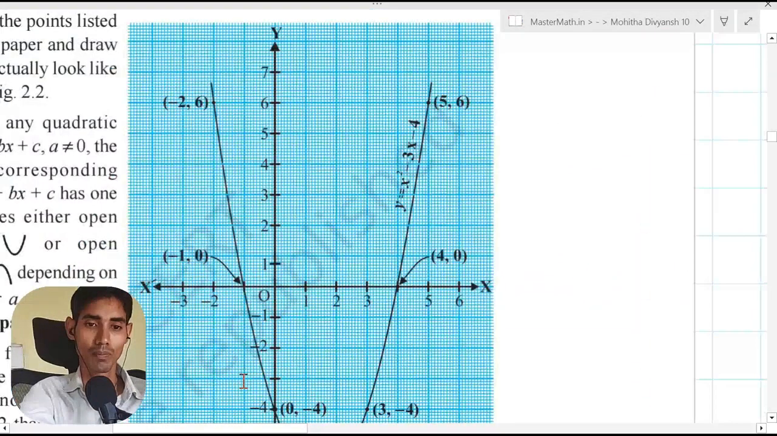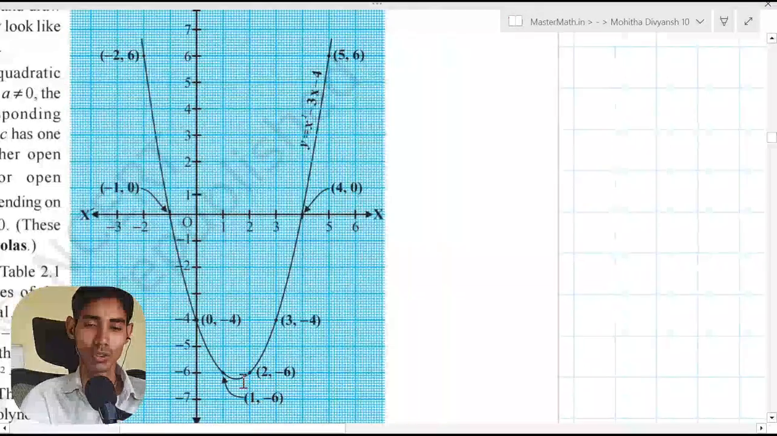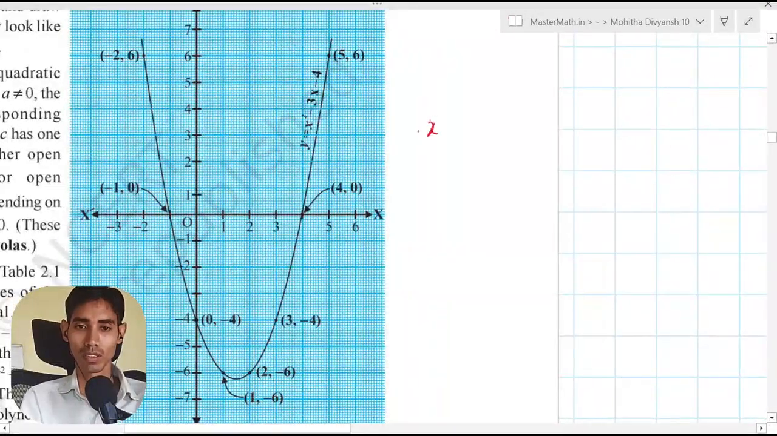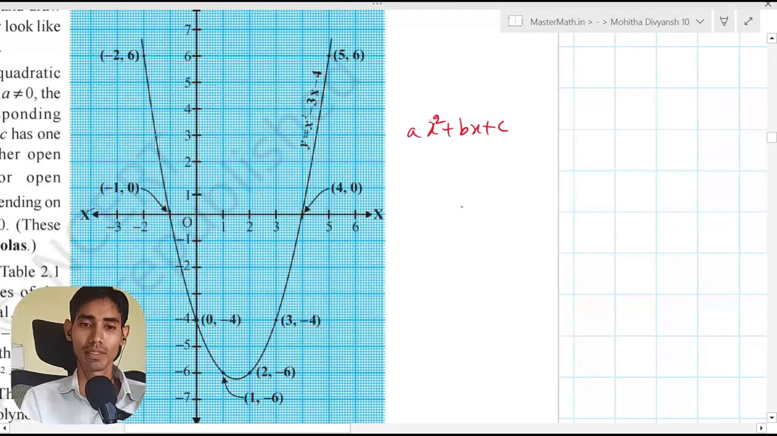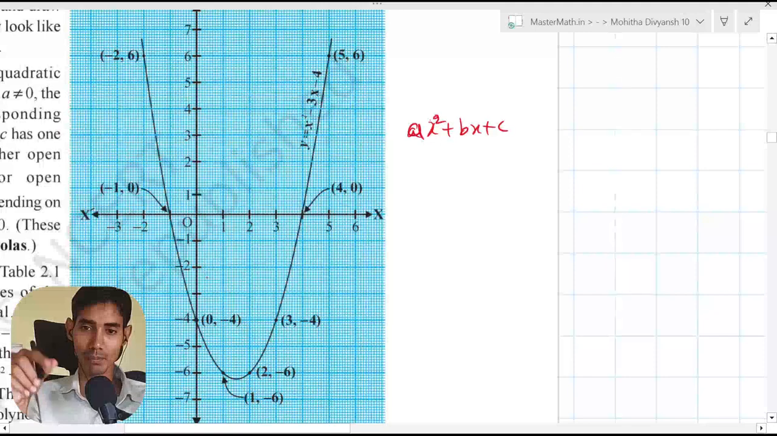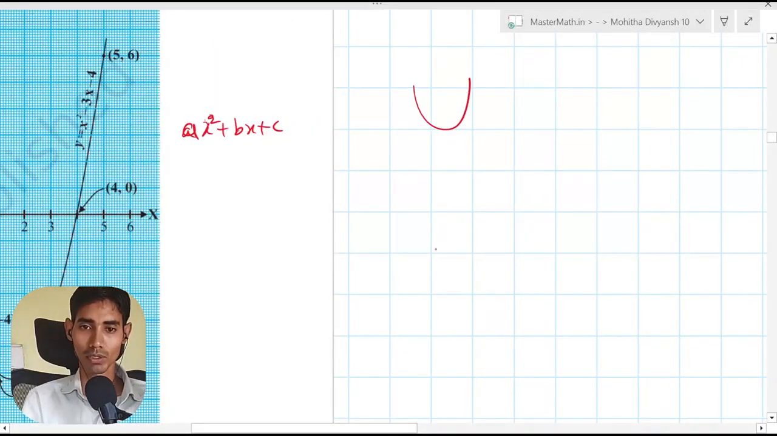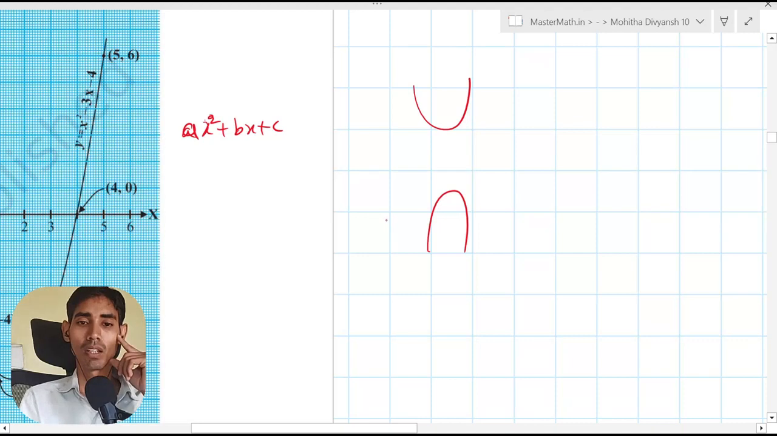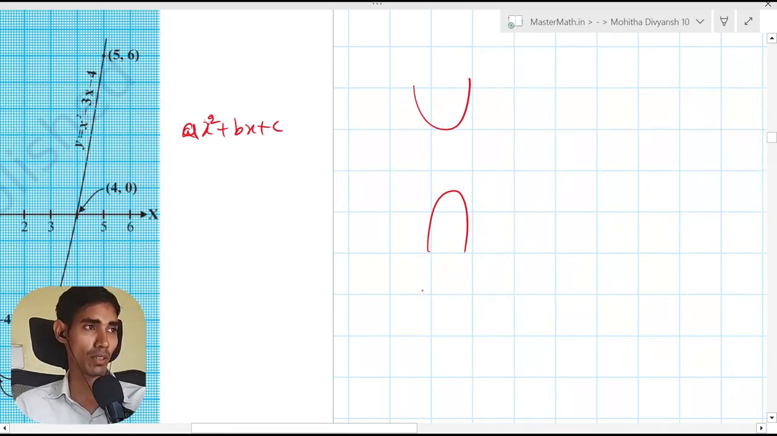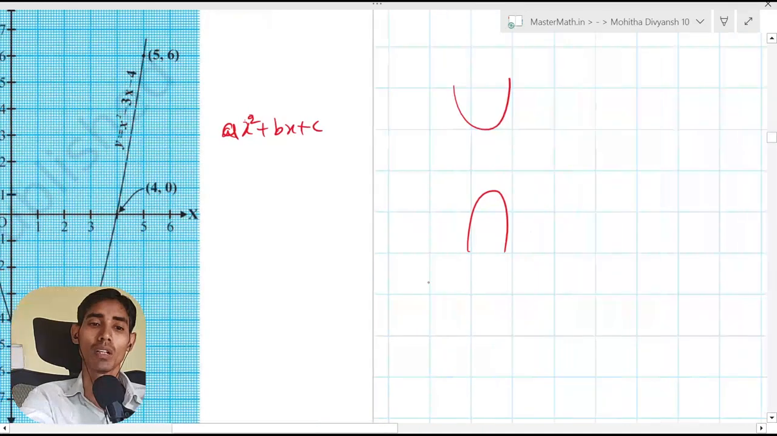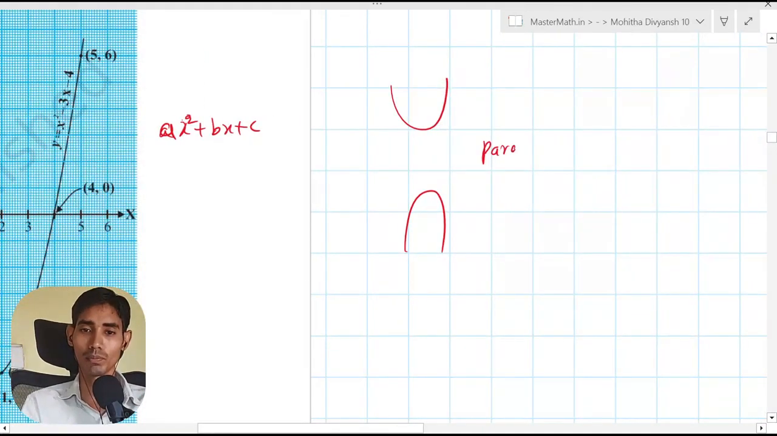Now the quadratic polynomials, ax square plus bx plus c, when plotted give us these kinds of shapes: a U shape, inverted, or either of these shapes. Now in 11th and 12th you will study that it is sideways also, but just to keep things simple, it is an inverted U or V, whatever you call it. These are called parabolas. It's very common.